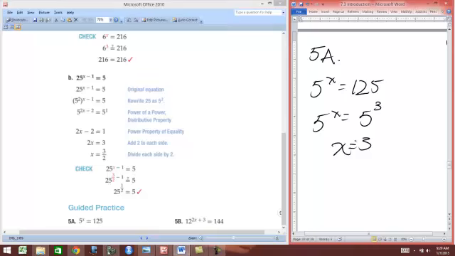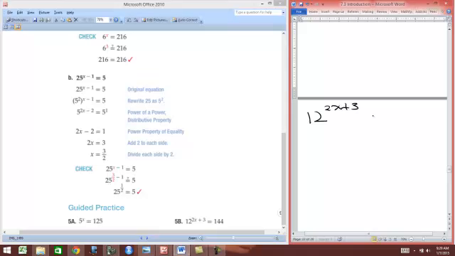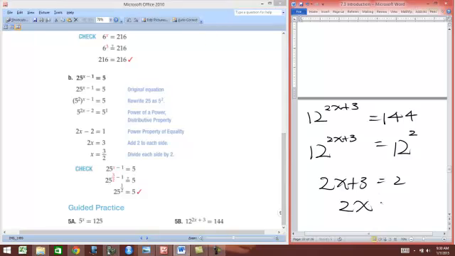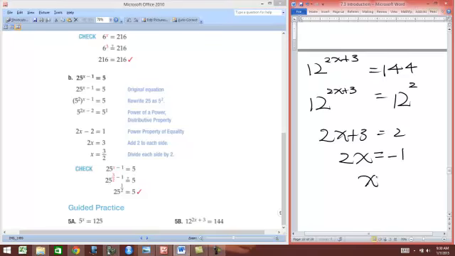All right. Now, 12 raised to the power of 2x plus 3 equals 144. 12 raised to the power of 2x plus 3 equals 12 squared. 2x plus 3 equals 2. 2x equals negative 1. X equals negative 1/2.